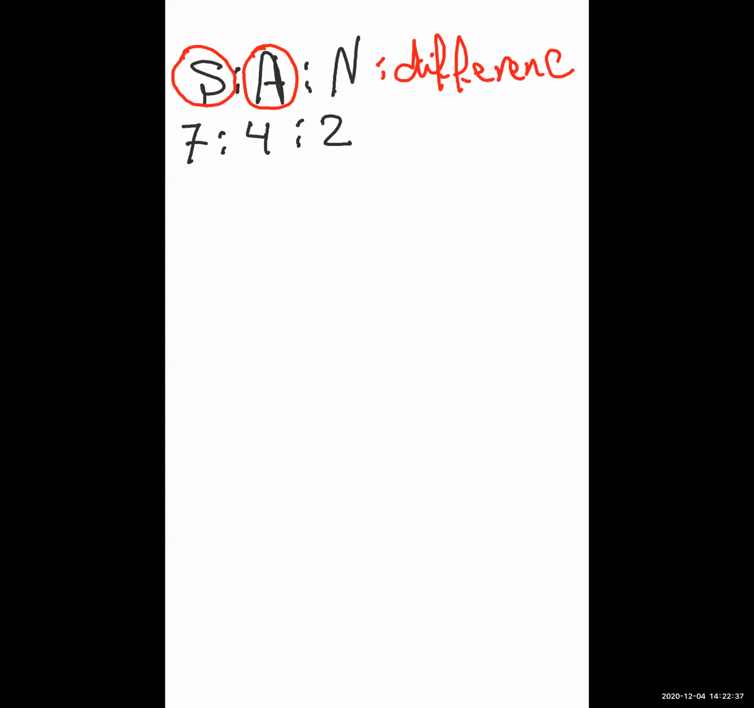So now, guys, the difference here between Sally and Abir. What is the ratio of Sally? Actually, it's 7. Then what is the share of Abir? It's 4. So the difference is 7 minus 4, so 3. And in the question, it's given that the share of Sally exceeds the share of Abir by 18 oranges. So here the difference is 18.